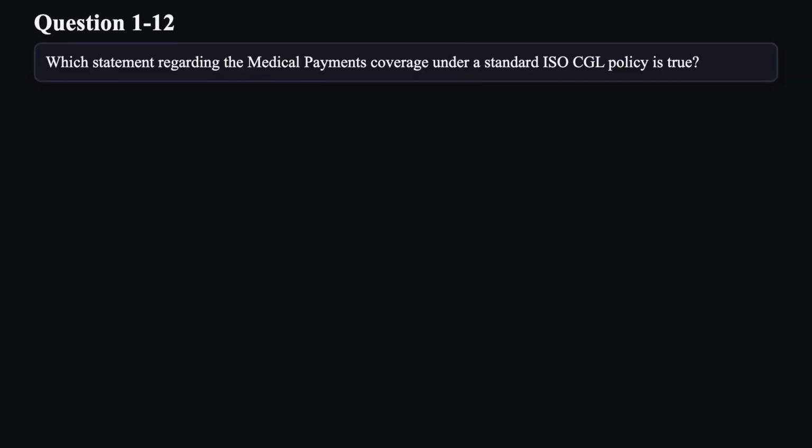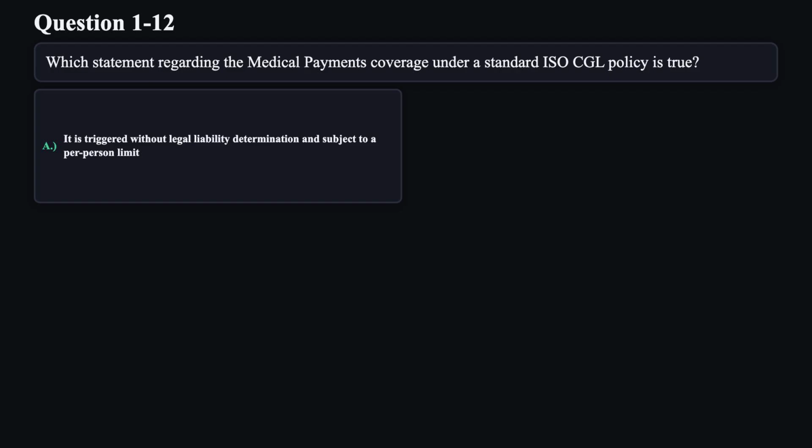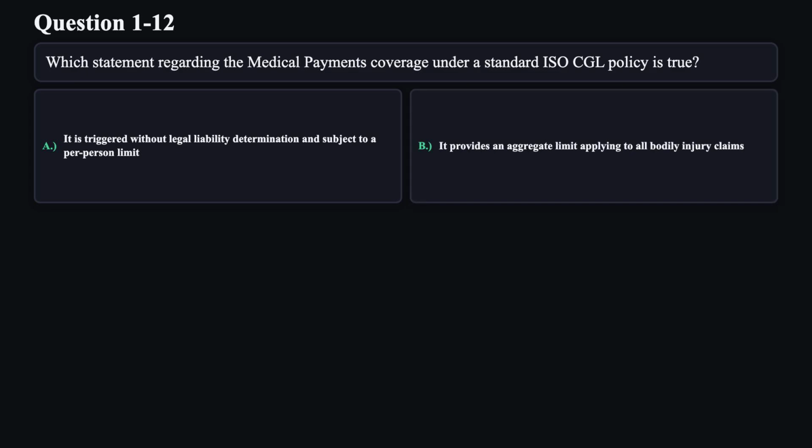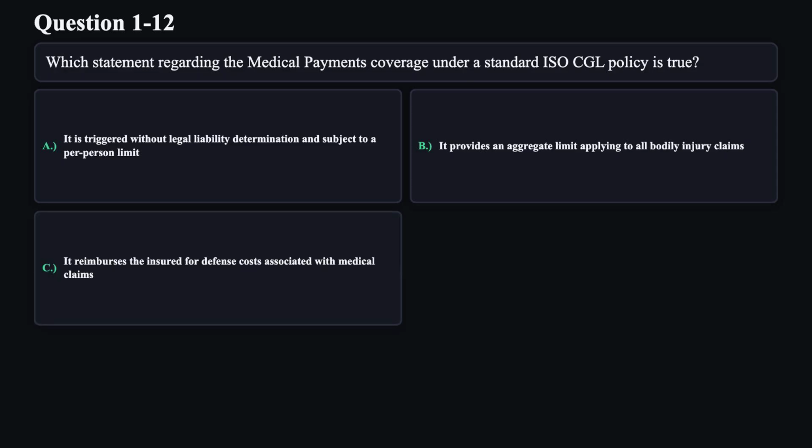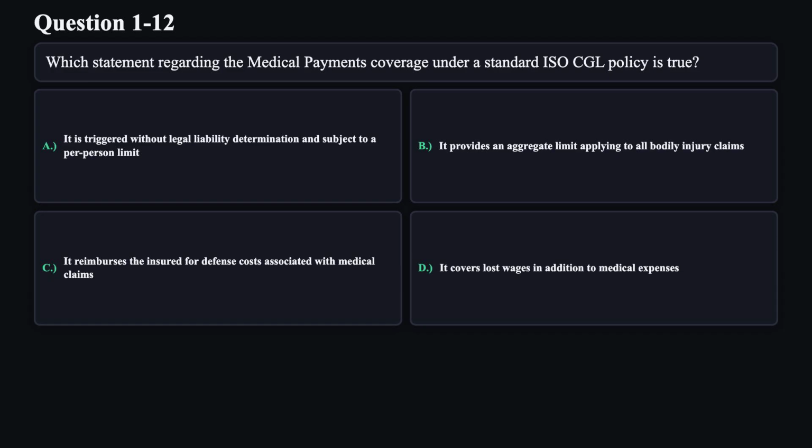Question 12. Which statement regarding the medical payments coverage under a standard ISO CGL policy is true? A. It is triggered without legal liability determination and subject to a per-person limit. B. It provides an aggregate limit applying to all bodily injury claims. C. It reimburses the insured for defense costs associated with medical claims. D. It covers lost wages in addition to medical expenses.